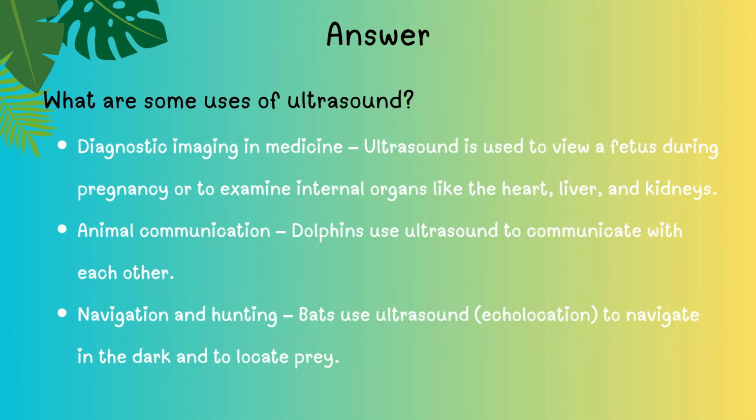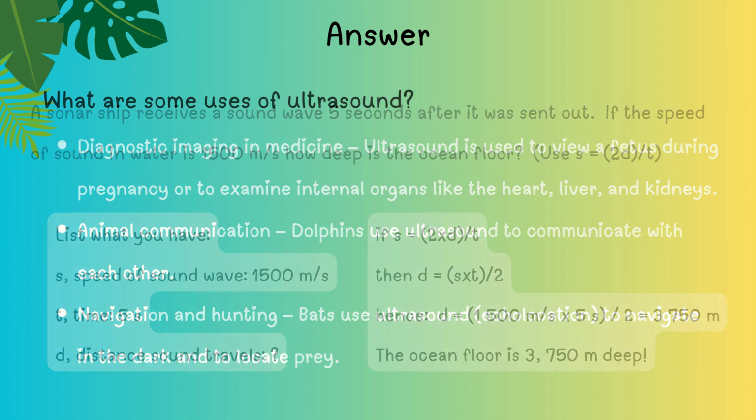Answer. What are some uses of ultrasound? Diagnostic imaging in medicine. Ultrasound is used to view a fetus during pregnancy or to examine internal organs like the heart, liver, and the kidneys. Animal communication. Dolphins use ultrasound to communicate with each other. And navigation and hunting. Bats use ultrasound or echolocation to navigate in the dark and to locate prey.